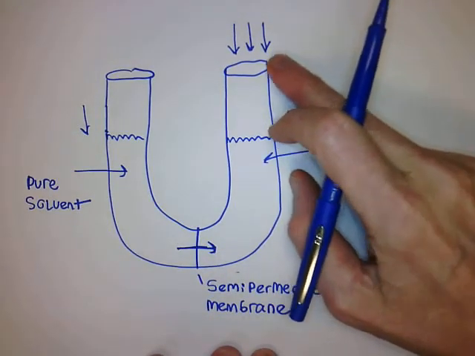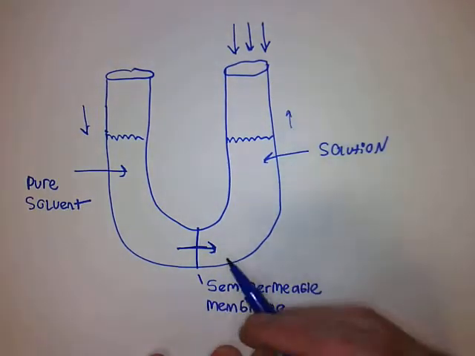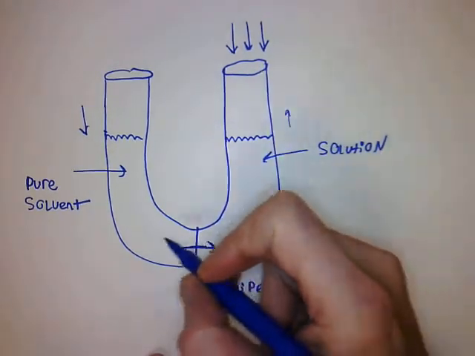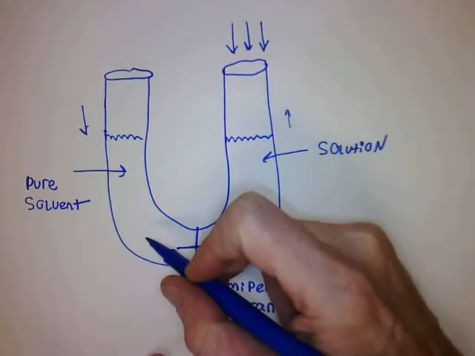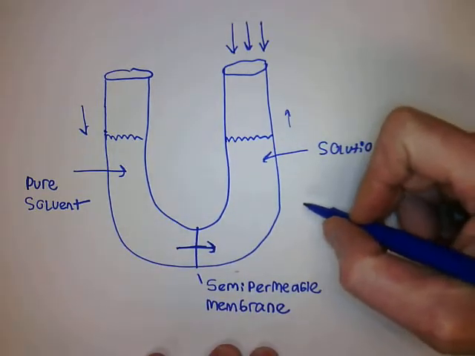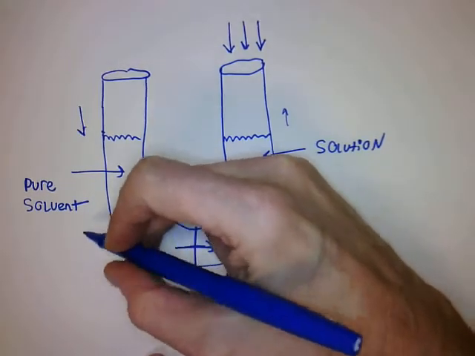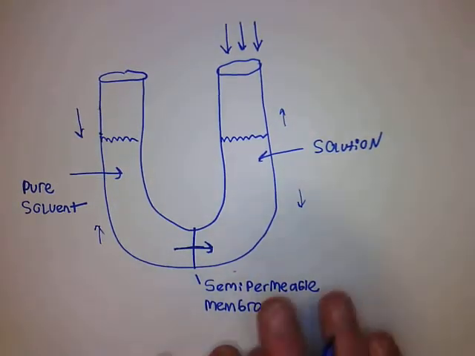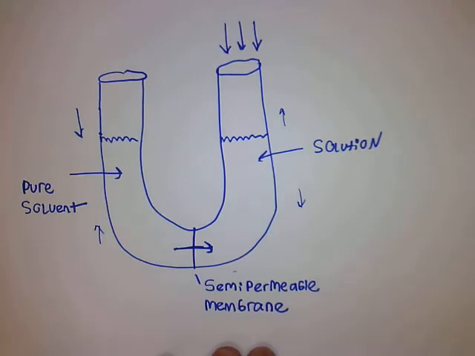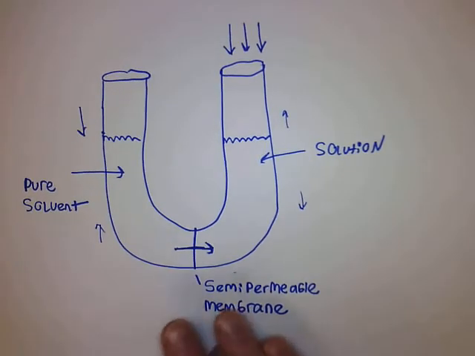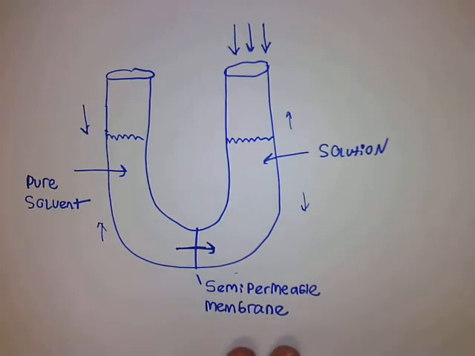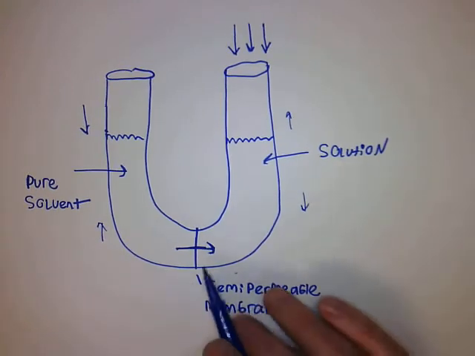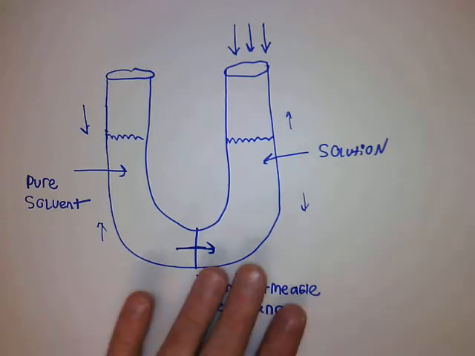And if we apply a greater than osmotic pressure, we do reverse osmosis, and we force it to go the other way. In other words, this would go down and this would go up, and we would be making more pure solvent. Okay, and that's how they purify water, by reverse osmosis, forcing it through a semi-permeable membrane under pressure. The solvent can pass through this membrane, but the dissolved solutes cannot.